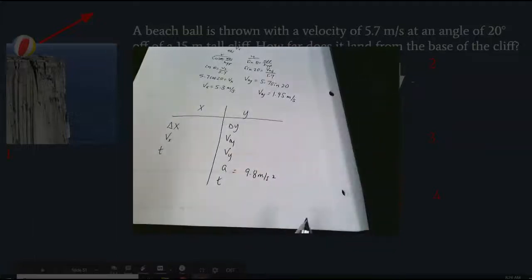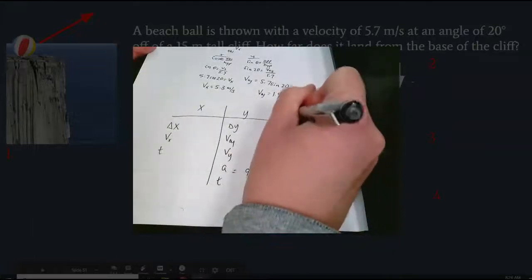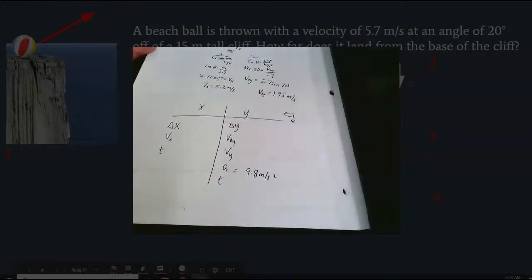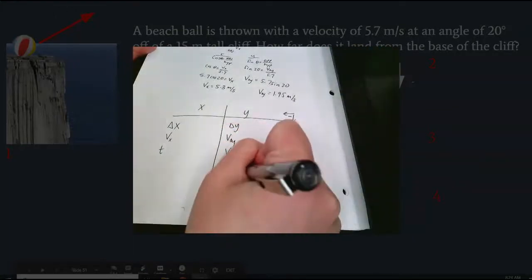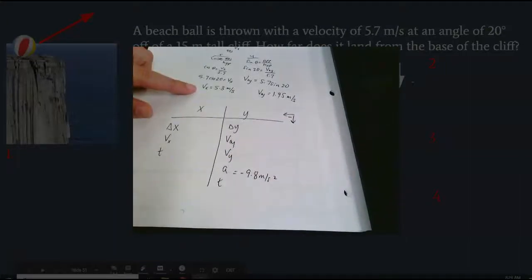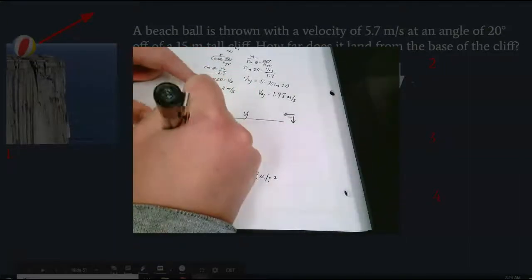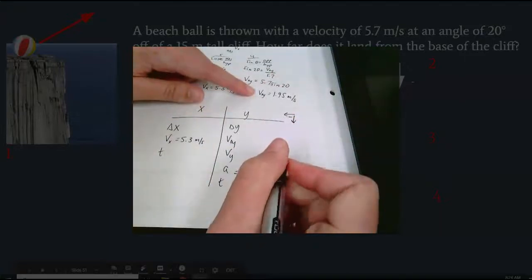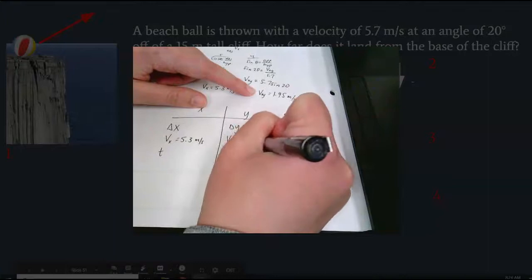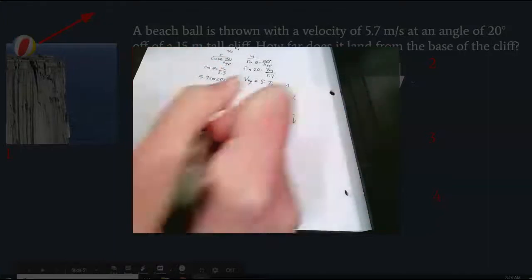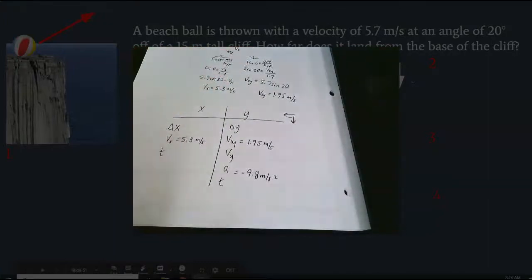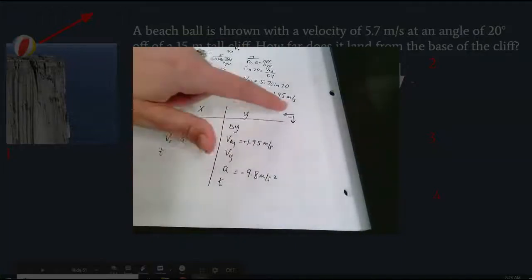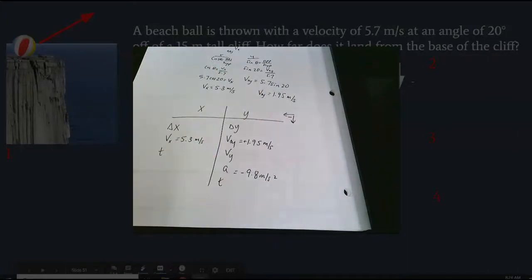At this point, I'm going to talk reference frame. Let's choose down and left as negative. And so my acceleration is going to be negative. From my calculations, I know Vx is 5.3. I know V0y is 1.95, and I'm launching this upwards at an angle, so I know that this is going up, so it better be positive because my reference frame says down is negative.